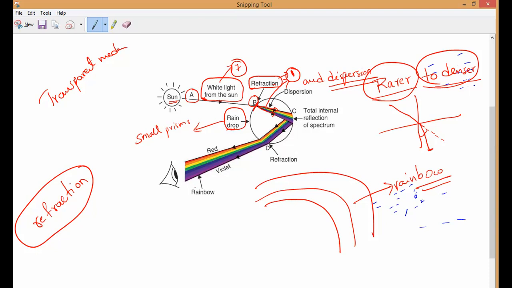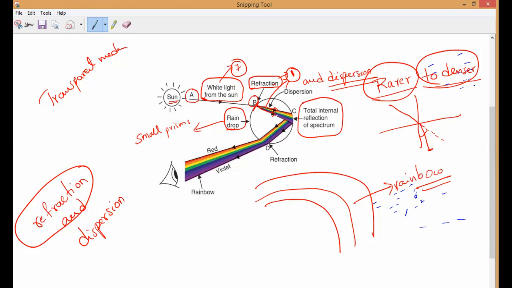Refraction and as well as dispersion. So you should write that both are taking place at point B. Understand? After refraction and dispersion, the seven colors will undergo total internal reflection. What should you call it? Total internal reflection. I will explain this again after this meeting.